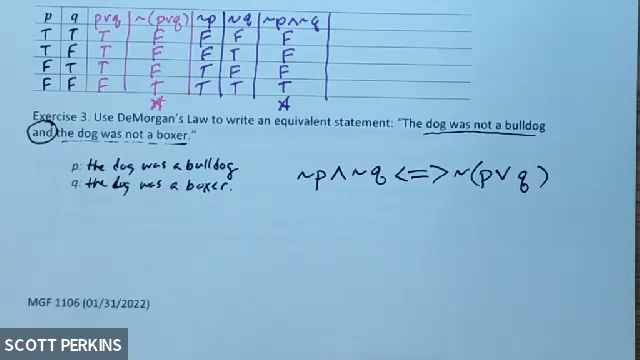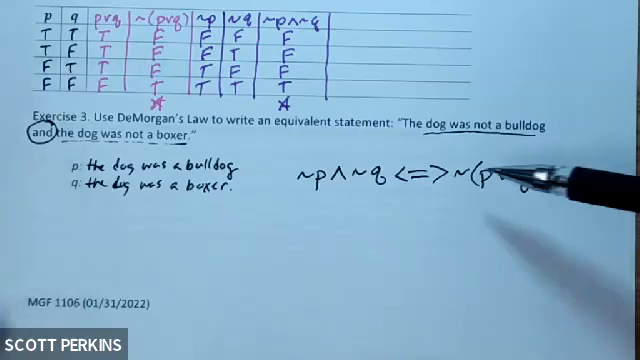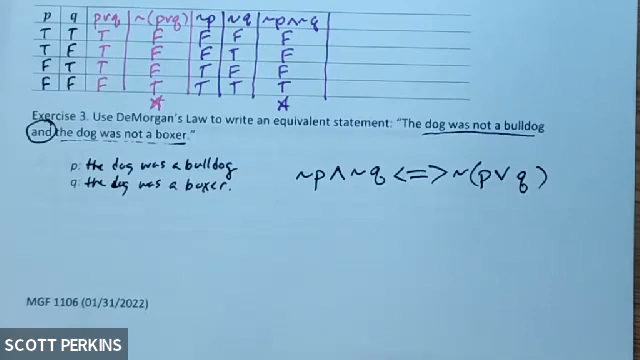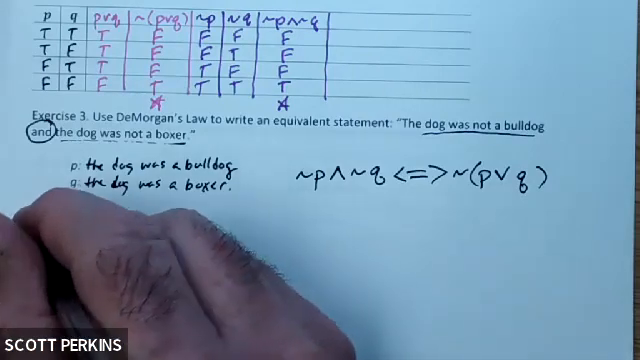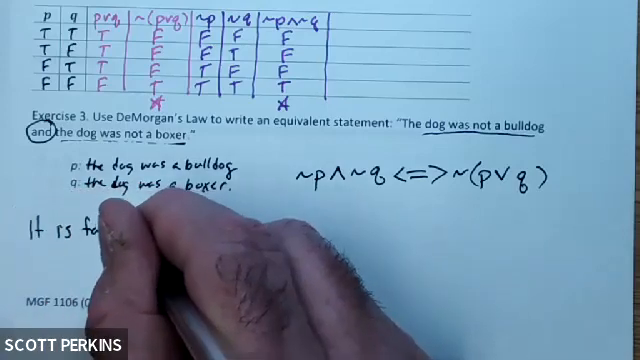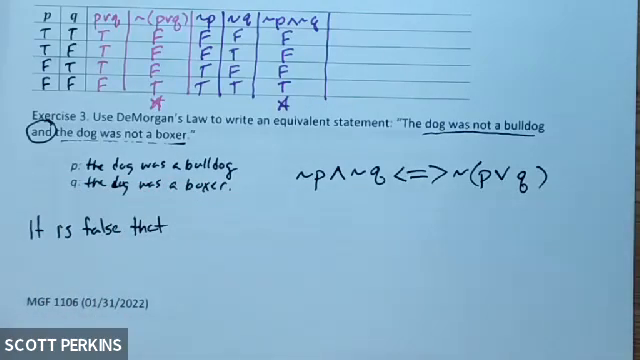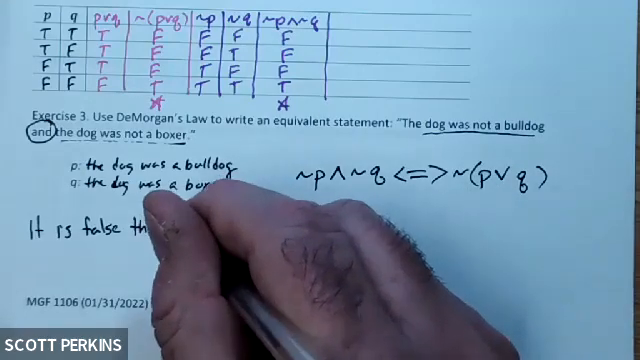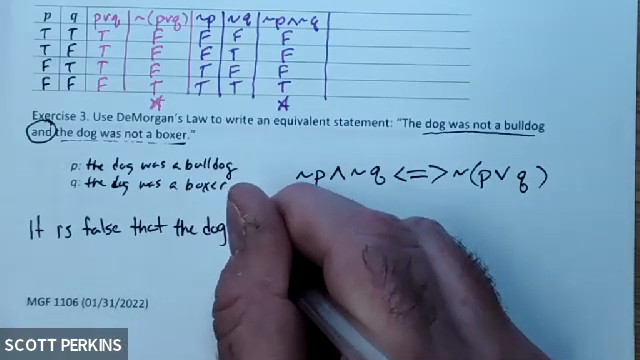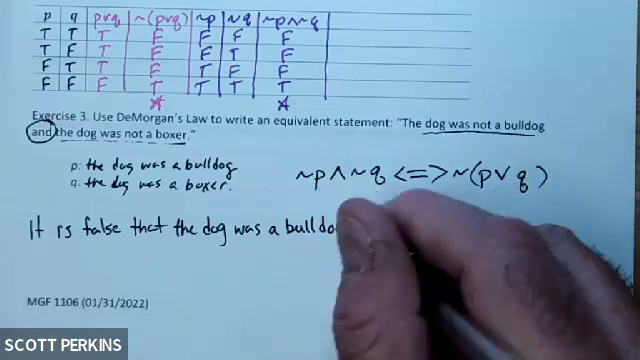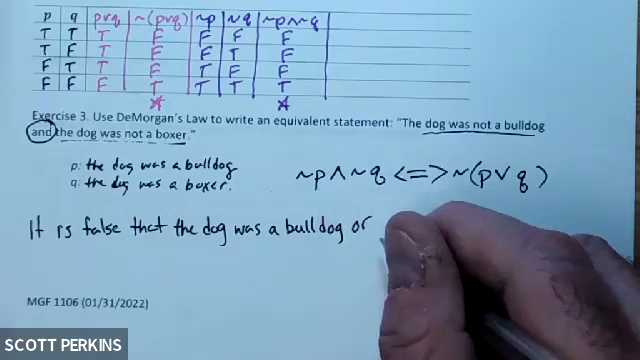Well, I like this because it helps us review another thing from the first day. When I have a squiggly in front of my parentheses, what do I say that means in words? Yes, it is false that, or it is not true that, whatever makes you happy there. So it is false that, and then you write what's in the parentheses. So it is false that P, the dog was a bulldog, or Q, the dog was a boxer.